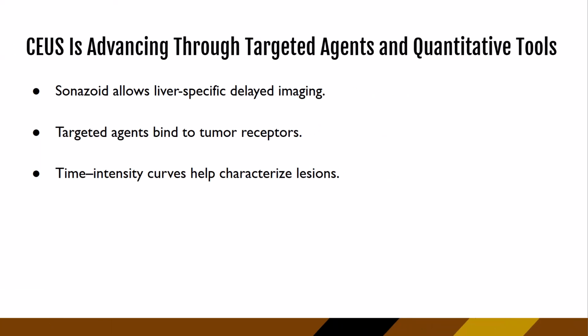One of the things that's kind of exciting is that they're starting to do some work on targeted microbubbles. And Sonazoid, which we had mentioned earlier as one of the 4 main types of contrast, actually offers a liver-specific phase where the Kupffer cells of the liver are going to trap the Sonazoid a little bit more, which allows for delayed imaging of hepatocellular lesions.